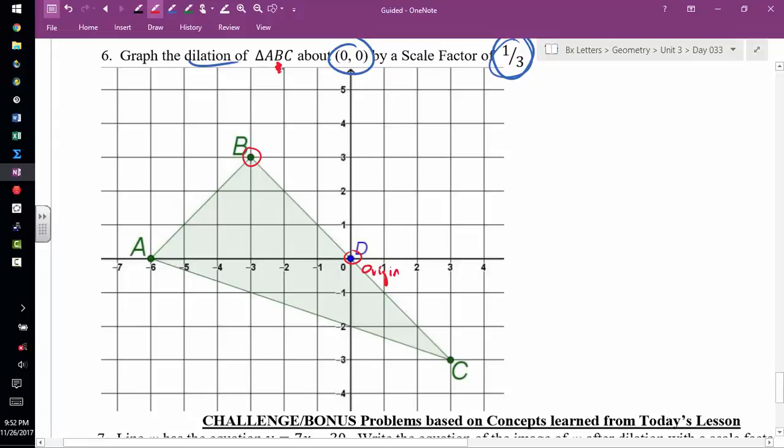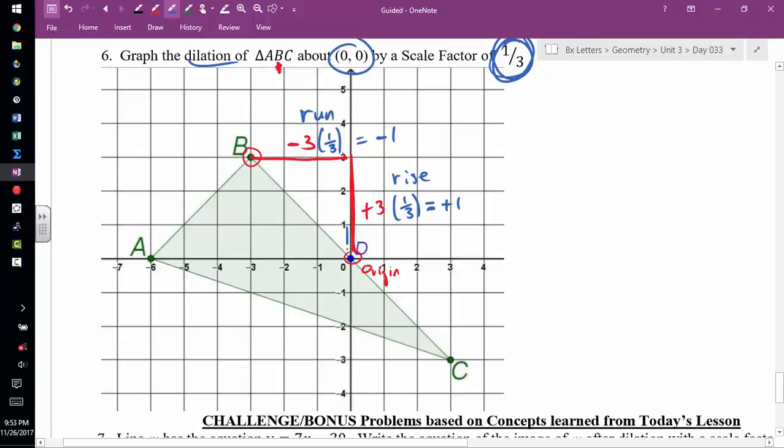You're going to dilate each point individually from your origin, or your point of dilation, to an endpoint on the figure. And you just want to look at how much you're rising and how much you're running, and you're going to multiply that by your scale factor. And that will tell you your new run. That will tell you your new rise. So -3 times 1/3 is -1, and +3 times 1/3 is +1.